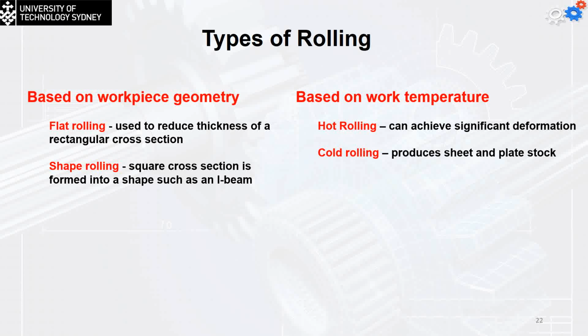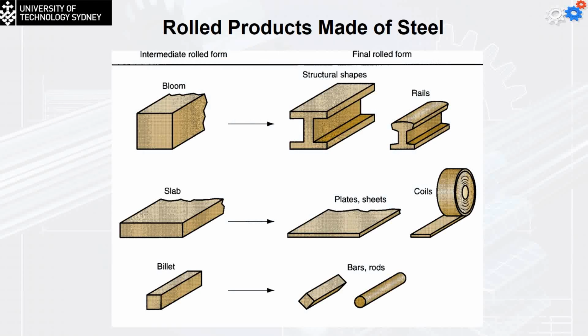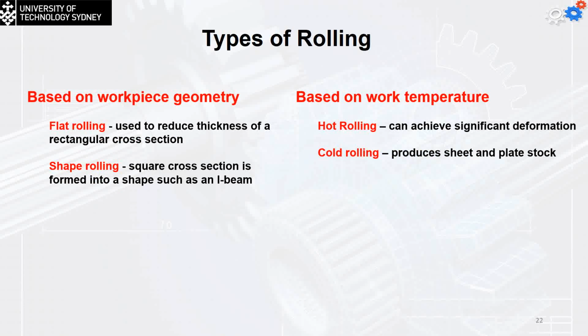Now, rolling can also be classified depending on the work temperature. I can increase the temperature to make things easier because the flow stress is going to be less, and that's what we call hot rolling. And I can do cold rolling, which can be done at room temperature to reduce sheet and plate stock.